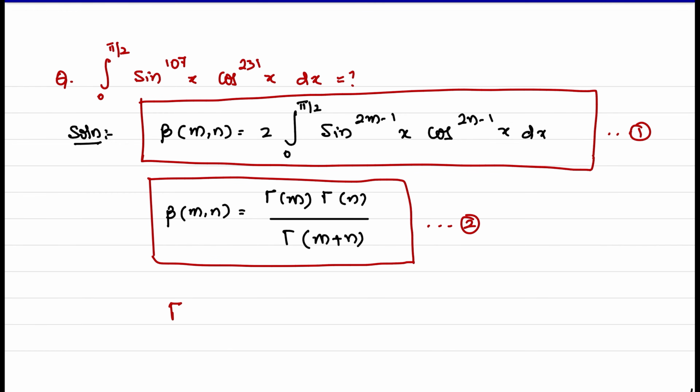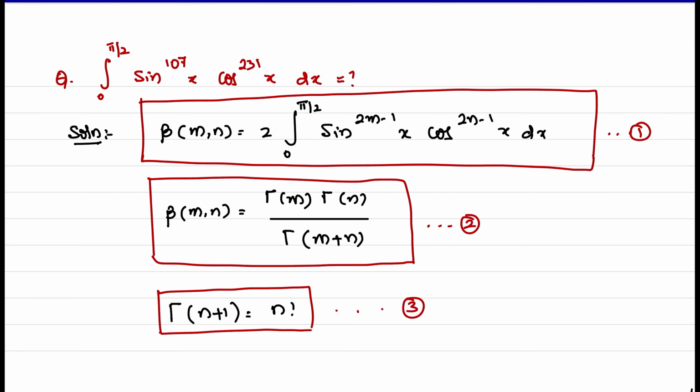Gamma. These are very important formulae. Gamma(n plus 1) is equal to factorial n. Now we will be using these three formulae and solving the given equation very easily.